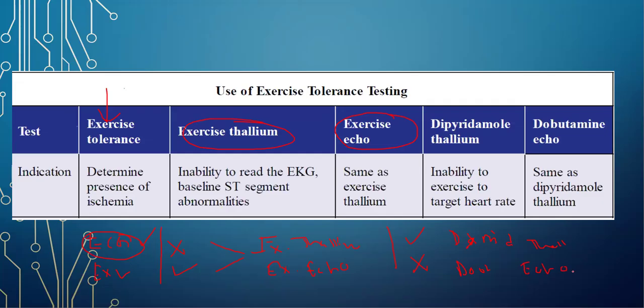I know it is quite complex, right? But just think that when there is an ECG abnormality but the patient can exercise, then we will do exercise isotope or exercise echo. But when the patient can't exercise, we will give a chemical. So for thallium, we do dipyridamole. For echo, we do dobutamine. Okay? Sounds good for everyone? Any question?